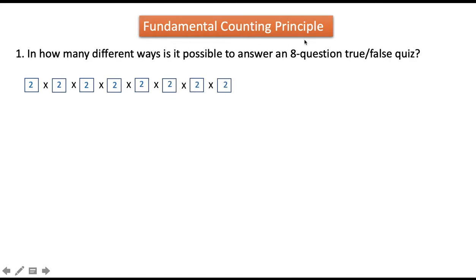So applying the fundamental counting principle, just multiply them all and you will get 256. So it means there are 256 ways possible to answer an 8-question true or false quiz.